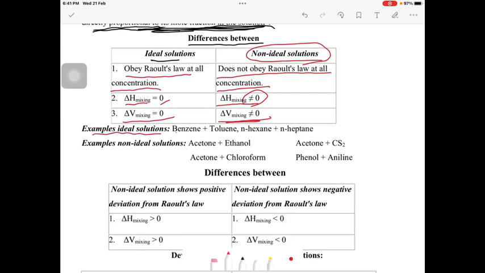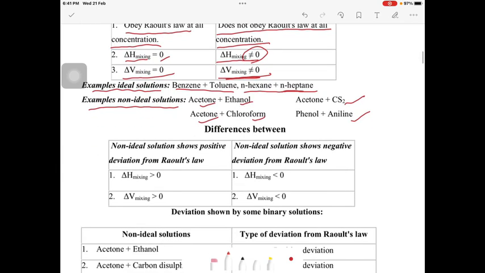Examples: ideal solutions are benzene plus toluene, n-hexane plus n-heptane. Examples for non-ideal solutions are acetone and ethanol, acetone and chloroform, acetone and carbon disulfide, phenol and aniline. Among non-ideal solutions, some show positive deviation from Raoult's law and others show negative deviation from Raoult's law.